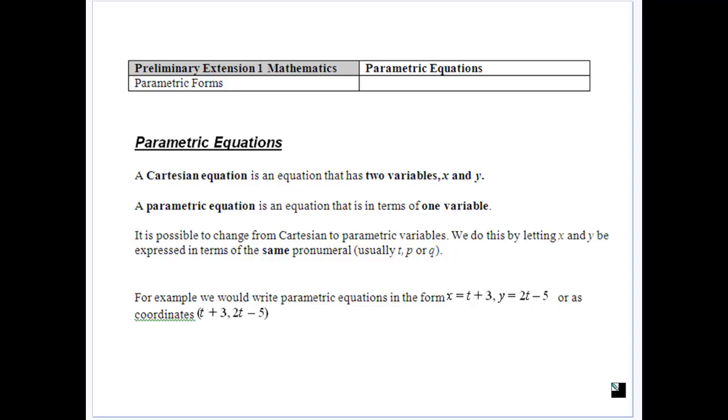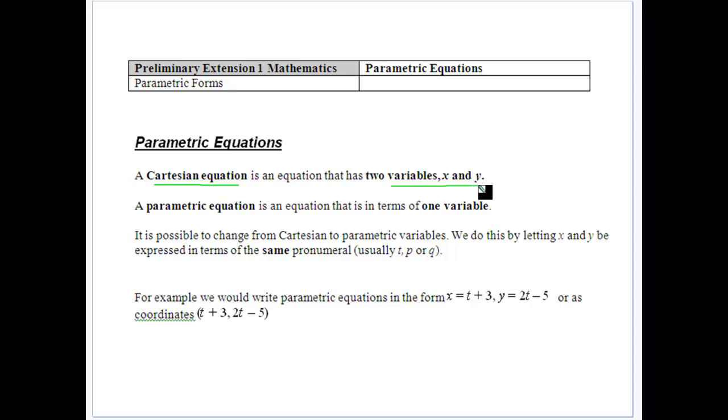Now we want to start looking at parametric equations. So what's a parametric equation? Well, let's go to the definition. We know the first part, Cartesian equation. Hopefully we know the Cartesian equation, named after René Descartes. Cartesian works on our number plane, works in two variables x and y.